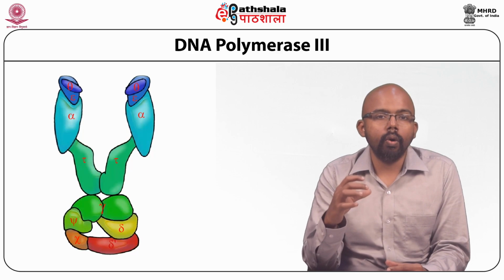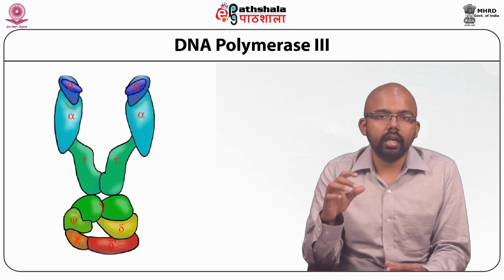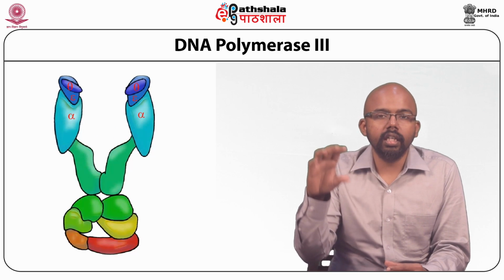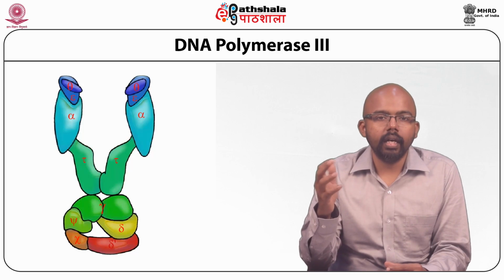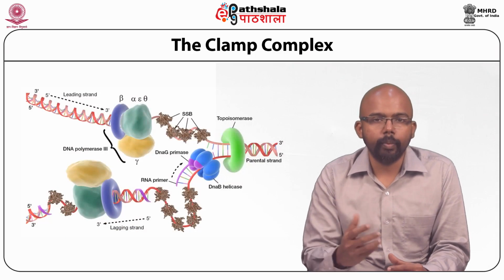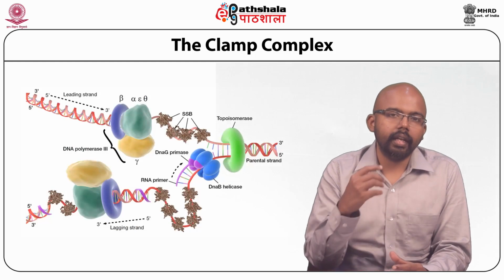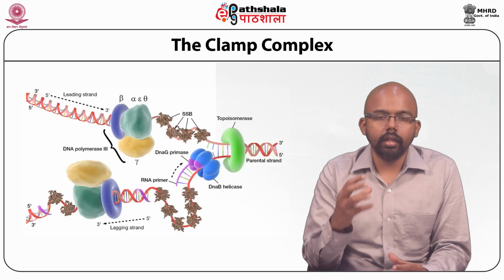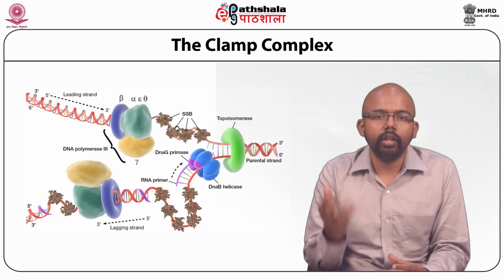What does the holoenzyme mean? The holoenzyme refers to the theta, epsilon and alpha subunits, as well as the components seen in the lower part of the figure, which include the beta sliding clamp and the clamp loading complex. What is this clamp complex? This is one important component of DNA replication. The beta clamp is a structure which slides along the DNA in front of the DNA polymerase.